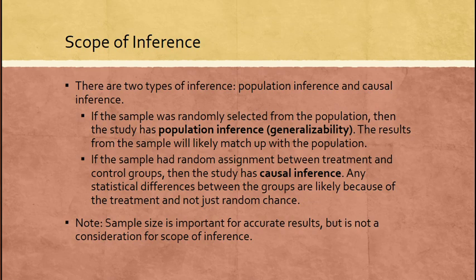So a sample could have both. It could have just one. A sample could have neither of these. And it all depends on how things were randomly selected or randomly assigned. And while sample size is important overall, especially in terms of the accuracy of your study, the main factor for scope of inference is randomization.